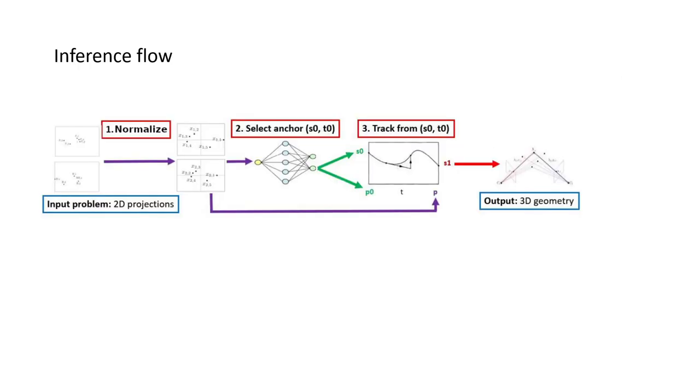And so the inference flow is very clear. First, the input problem is 2D projections, and then we normalize the input, and then we can select the anchors as P0, S0 and track from S0 to S, from T0 to T. And finally, we got the output 3D geometry.